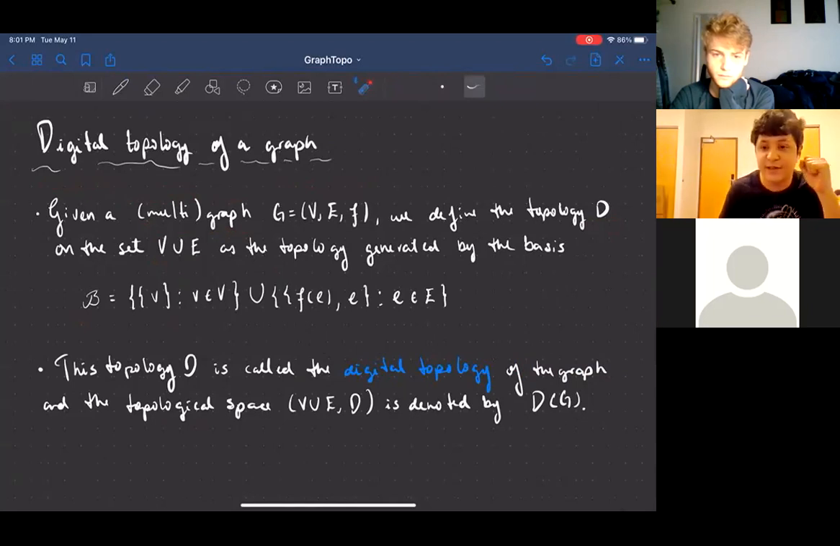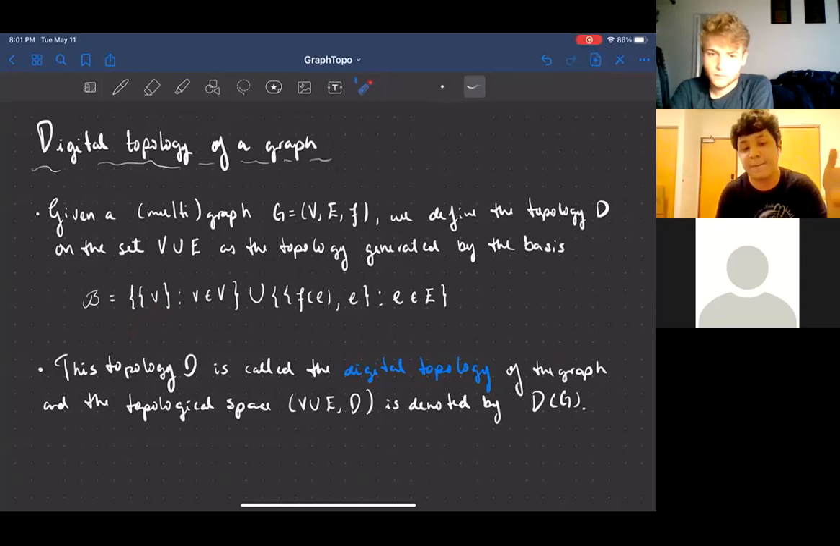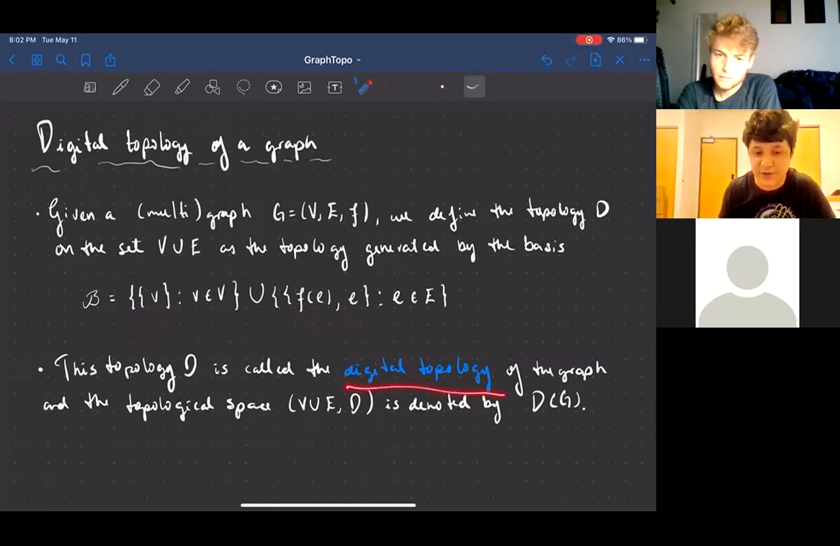This basis has as basic open sets the vertices themselves, and then it also has as open sets the edges together with their end nodes. So for example, these are like the odd numbers in the digital line, and these are like the even numbers. The edges will be connected with the vertices they are connected to. This topology is called the digital topology, and we will denote this topological space by DG.